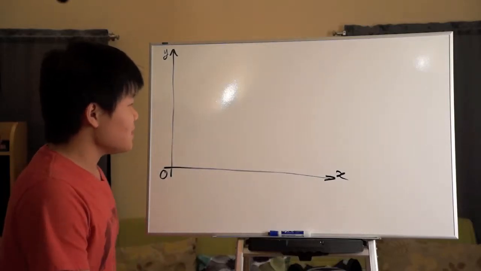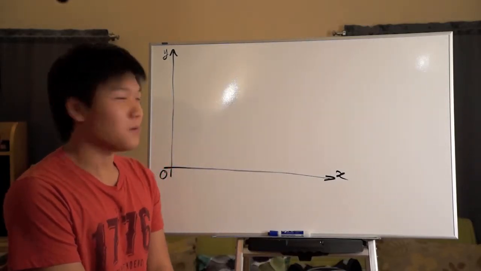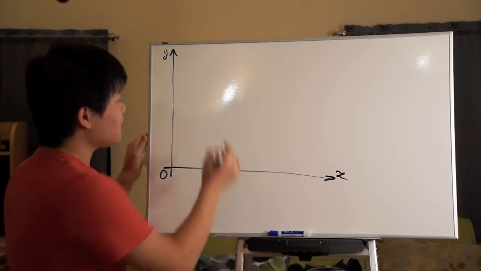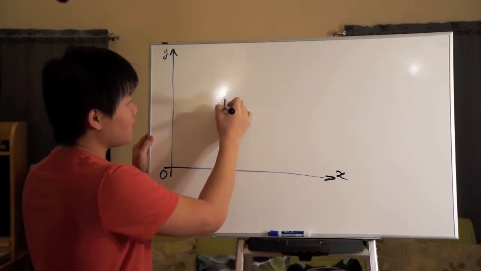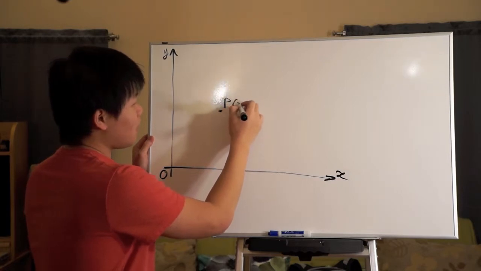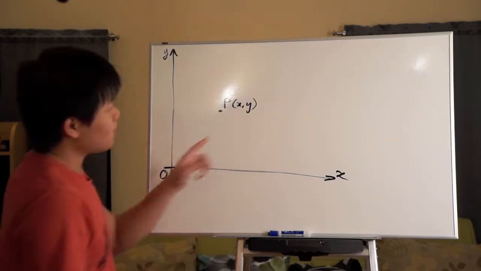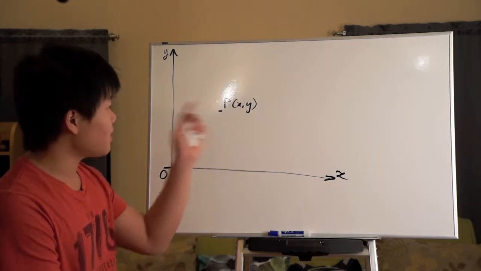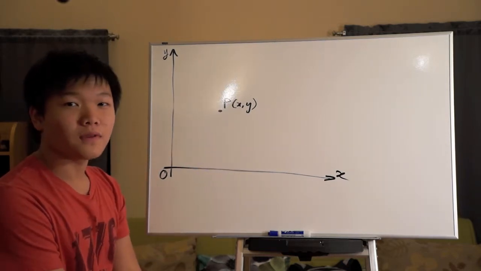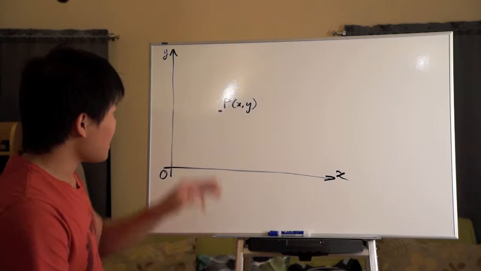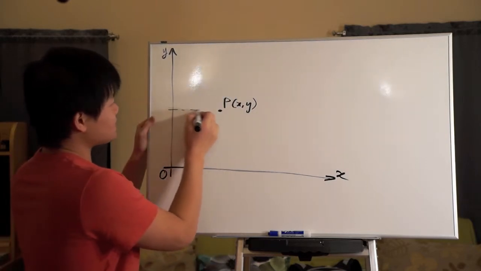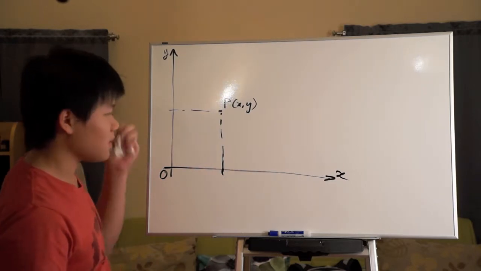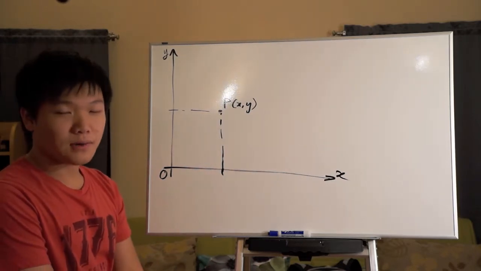Alright, so you guys are probably familiar with the rectangular coordinate, where we have a point, let's say some arbitrary point P(x, y), where x represents the horizontal value and y represents the vertical value. Okay, so now we have some point in a rectangular form, or rectangular coordinate.